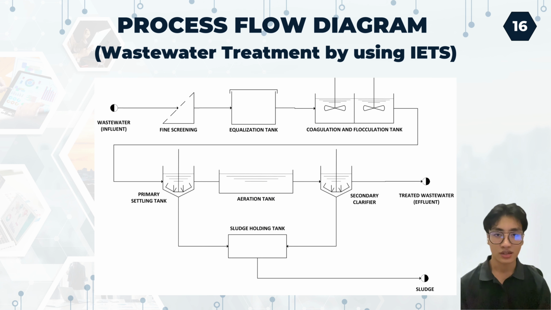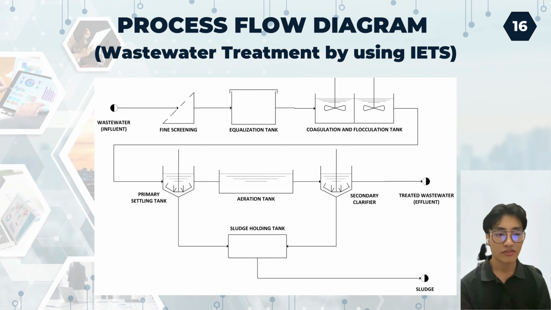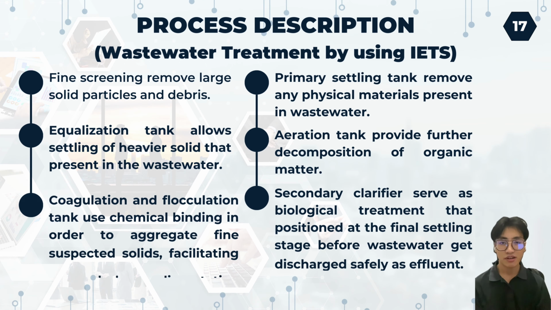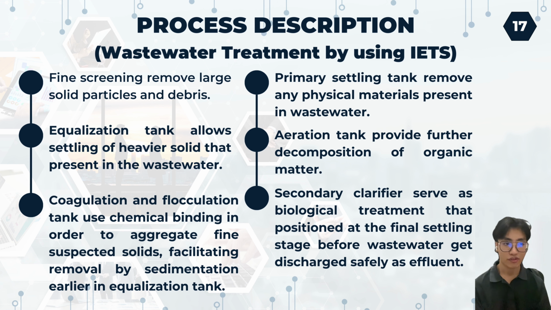Note that the descriptions of the treatment equipment are sequential because the treatment will take place sequentially, whereby it enters from the fine screening and flows out as the effluent, which is the treated wastewater, and also the sludge through the secondary clarifier and sludge holding tank. To fully understand the mechanism of the IETS in handling the wastewater coming from the manufacturing of alkyd resin and unsaturated polyester resin, the sequential steps described earlier are further given a detailed description.